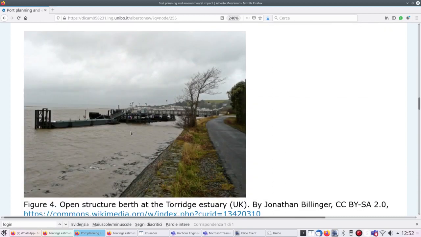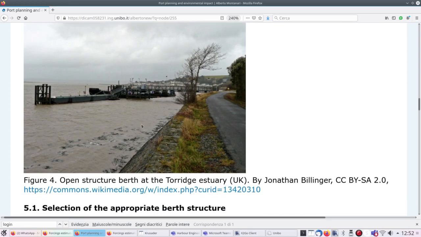Here you can see a picture of an open berth, and again, you see it's a structure that does not lend itself to docking of large ships. It's typically used in small ports, for touristic ports, in touristic places.